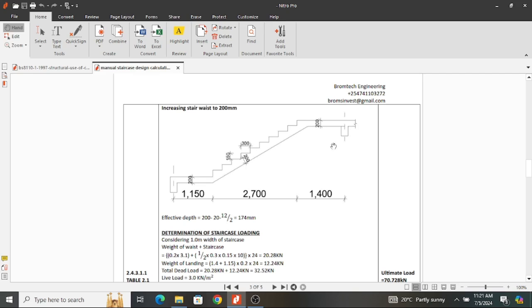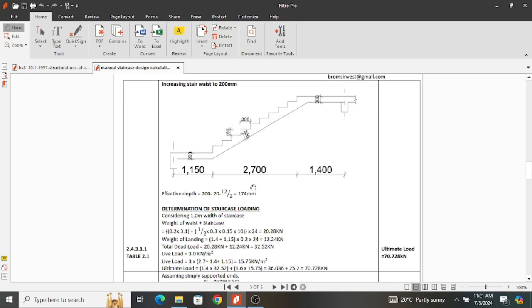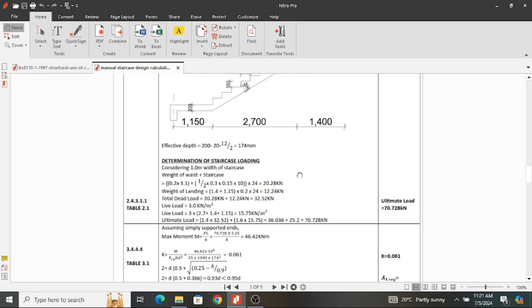And you could try this 200. And effective depth, we already stated how to get it. For this case, we found it as 174 millimeters. You take the total depth, you subtract the bottom cover and subtract half the size of the main reinforcement, and this gives you 174 millimeters.